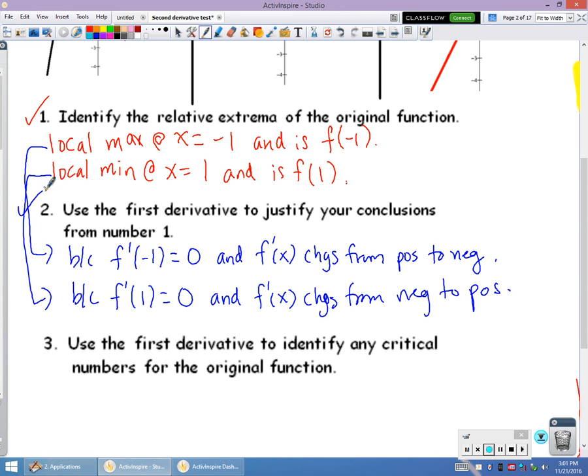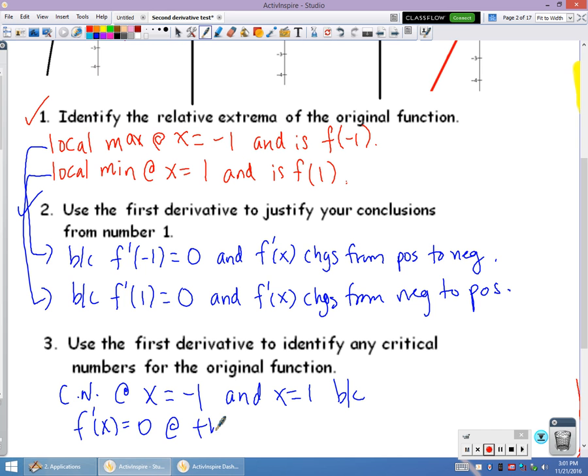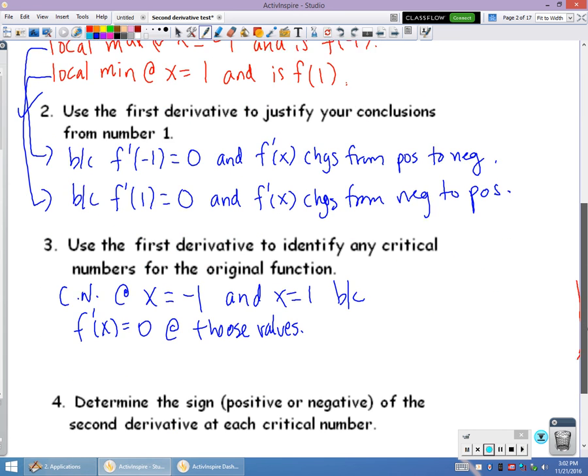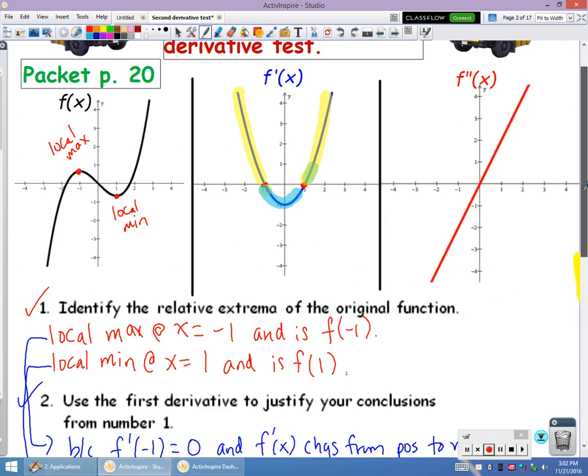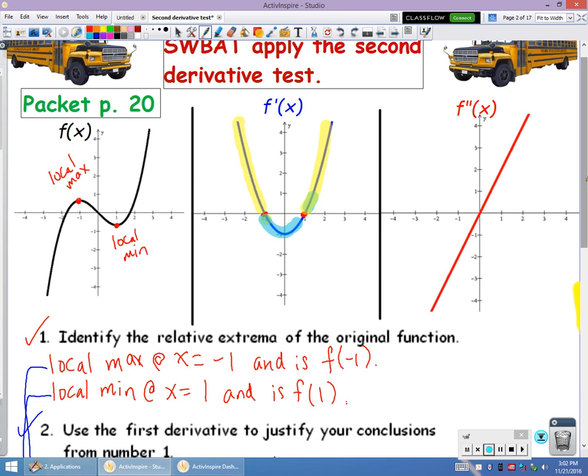Number 3, use the first derivative to identify any critical numbers for the original function. We already did that on the graph above. Recall that we said that there was a critical number at x equal to -1 and x equal to +1, and the justification is that the first derivative is equal to 0 at those values. So that just supports what we already wrote up in number 2. Note that 1, 2, and 3 is simply a review of how to use the first derivative test to indicate local extrema on the original function.